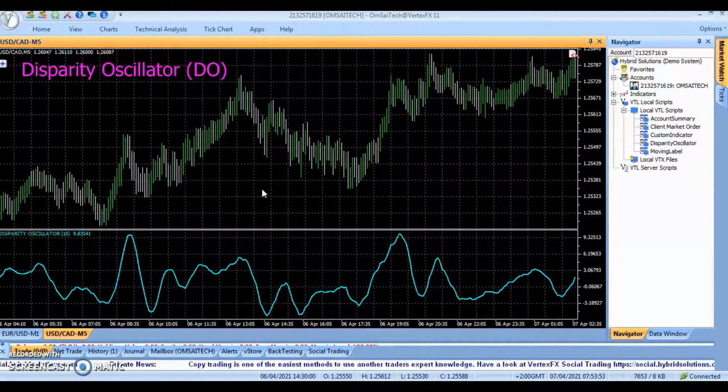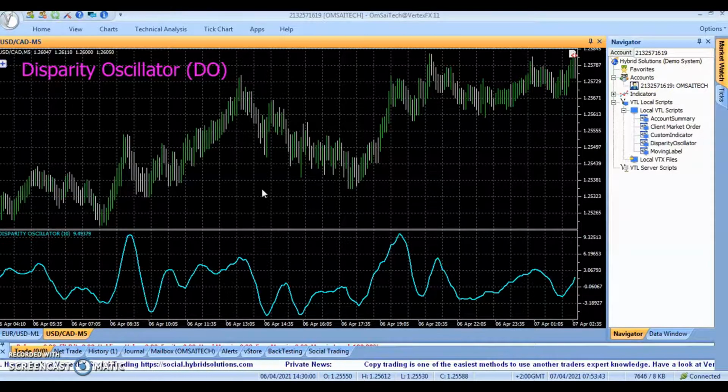In the second step, we calculate the disparity ratio by subtracting the current close from the close of the anchor bar and dividing this by the close of the anchor bar. This process is repeated for the recent period candles. Finally, the sum of all the disparity ratios is calculated and divided by the period to derive the DO value.